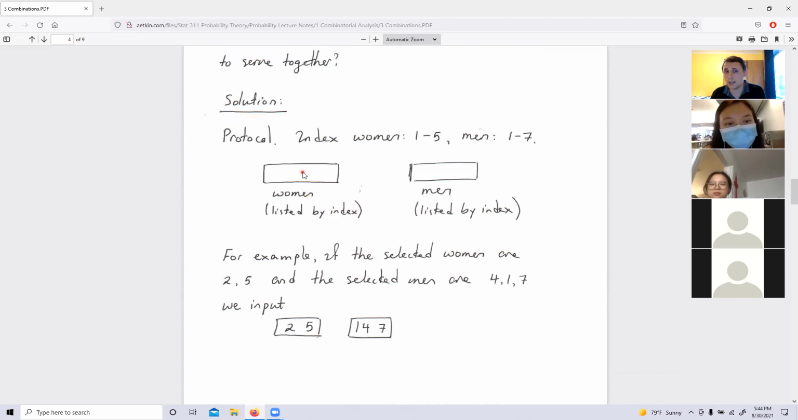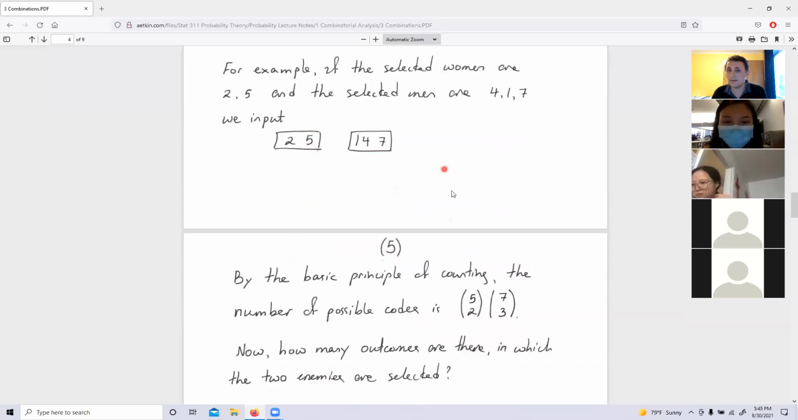So the answer to this problem is by the basic principle of counting. How many ways are there to write a code here? There are 5 choose 2 codes to put here, and 7 choose 3 codes to put here. And by the basic principle of counting, any code that I write here does not influence the possibilities for the right box. So it's this number multiplied by this number: 5 choose 2 times 7 choose 3. You all with me, guys?